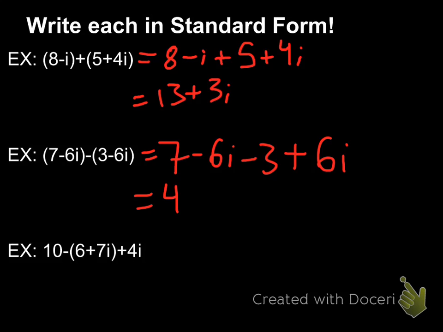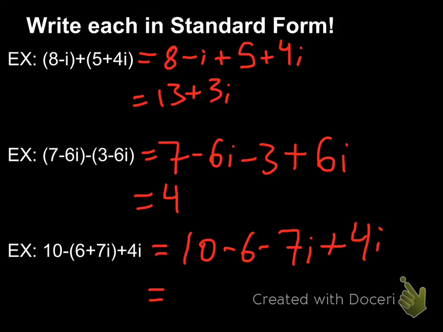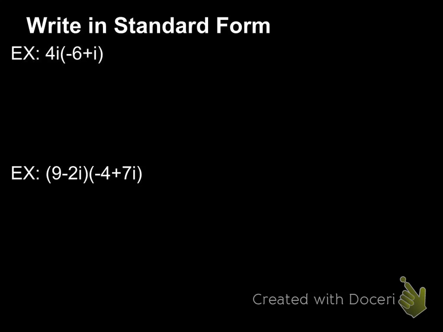Okay? So really fancy. This is actually 10 minus 6 minus 7i plus 4i. Remember, we treat the i's like they're kind of like terms. So 10 minus 6 is 4. Minus 7 plus 4 is minus 3i, right? Wait, I thought you had to distribute though. Distribute the 4i. This is going to be 4i times negative 6 plus 4i times i.